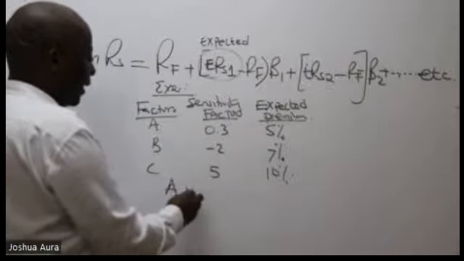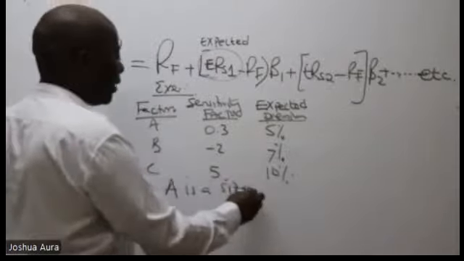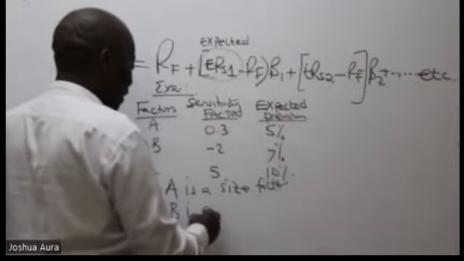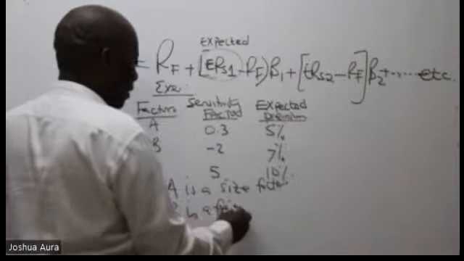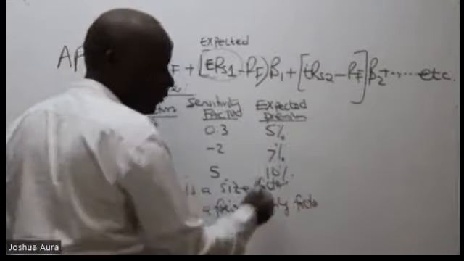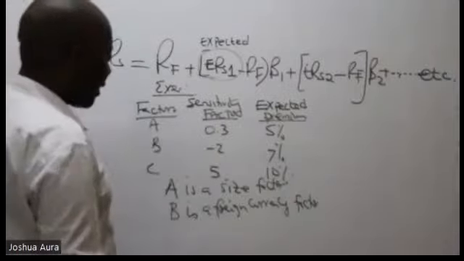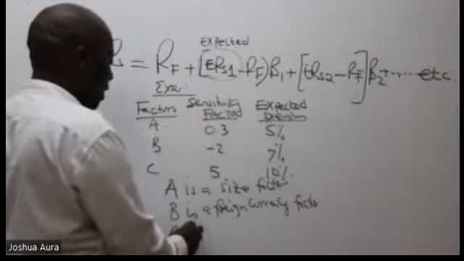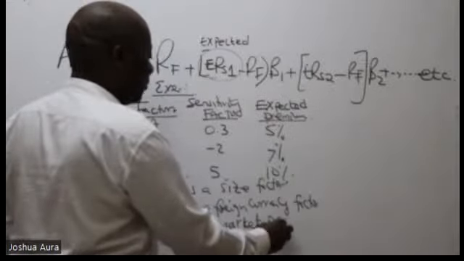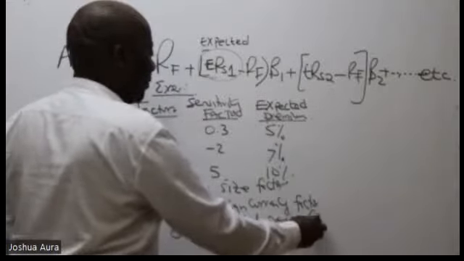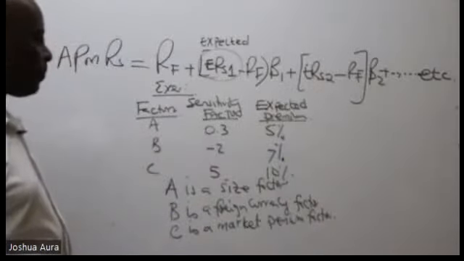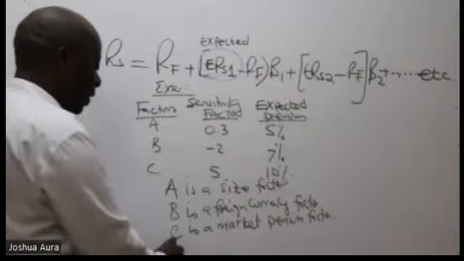A is a size factor. B is a foreign currency factor. And then C is a market premium factor. And then they are giving us the risk-free rate of return.